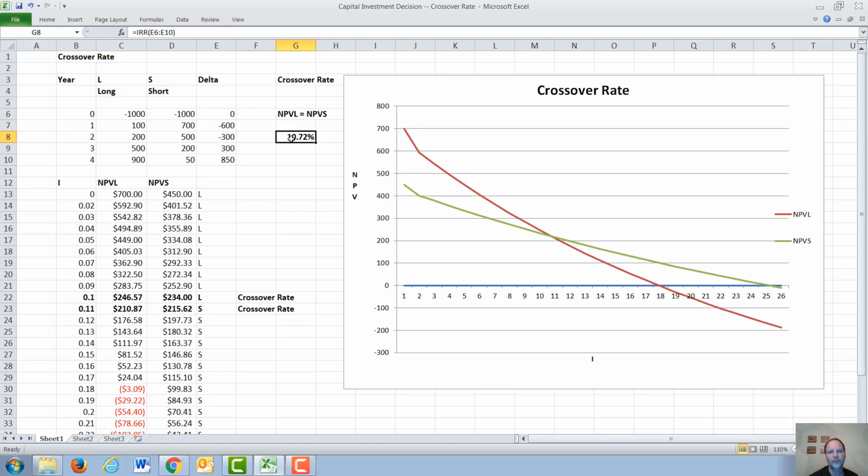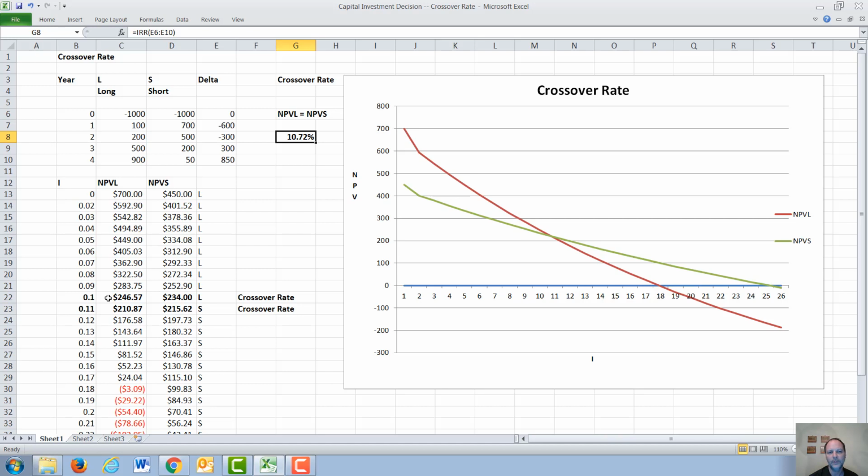So what we're going to do is the internal rate of return of the cash flows subtracted from each other. The zeroth cash flows: minus 1,000 minus minus 1,000 is 0. Then 100 minus 700 is minus 600, 200 minus 500 is minus 300, etc. Now we have the delta, or the difference between cash flows in each year. We stick those into an internal rate of return calculation, and we come up with a crossover rate of 10.72%.